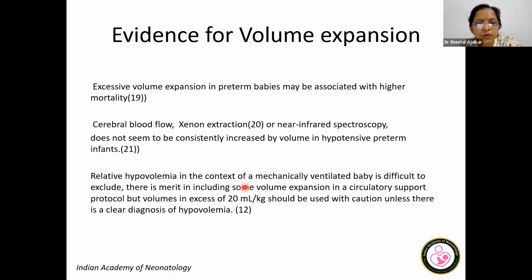Relative hypovolemia in the context of mechanically ventilated patients, especially when we are intubating them, giving a bolus definitely has merit, because the increased mean airway pressure decreases the venous return to the heart. So one bolus at that time, not in excess of 20 ml per kg, can definitely be used. And it is mentioned that if there is no clear-cut diagnosis of hypovolemia, we should avoid exceeding 20 ml per kg of fluid boluses.